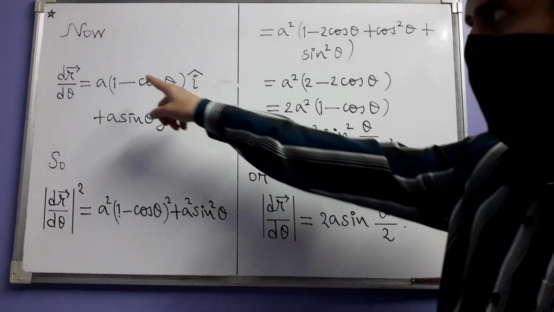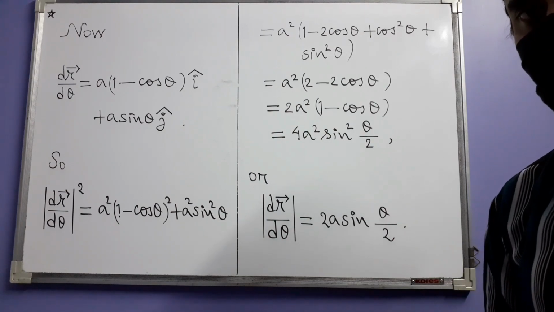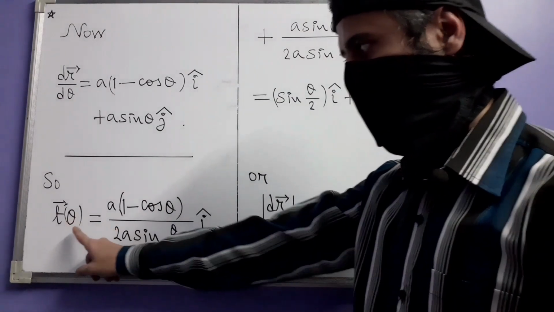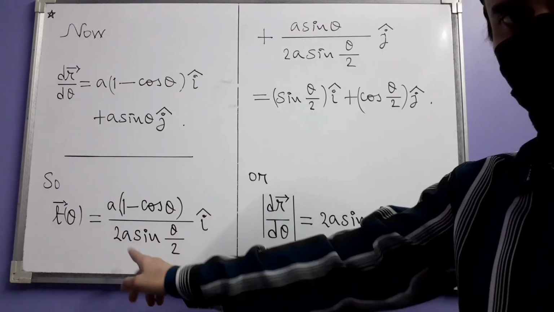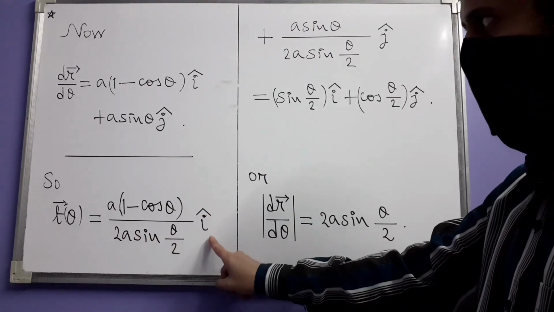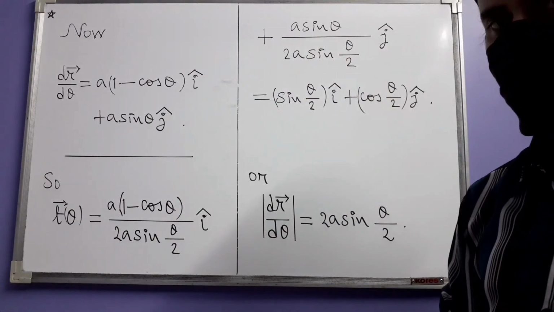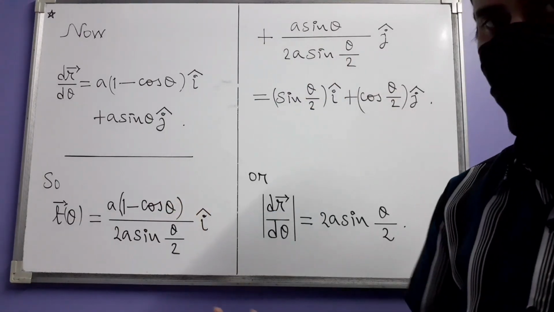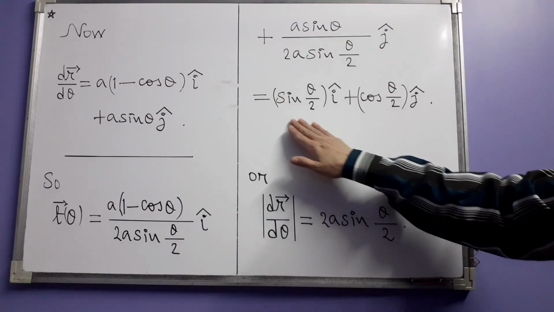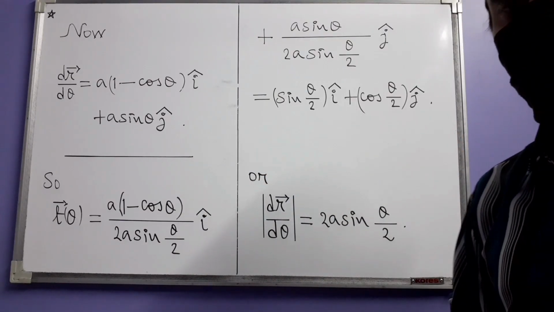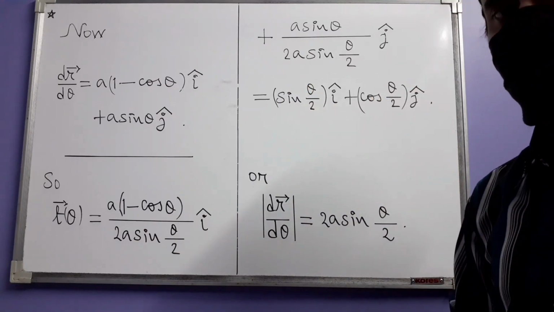So now we have to divide this vector by its magnitude to get the unit tangent vector. So T of theta is this divided by that magnitude, which was 2a sin theta by 2, times i hat plus this divided by that same thing times j hat. Then after again applying similar trigonometric identities and doing some calculations, this is what you get as your unit tangent vector: sin theta by 2 i hat plus cos theta by 2 j hat.